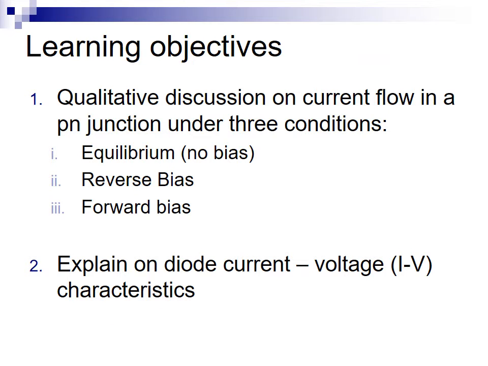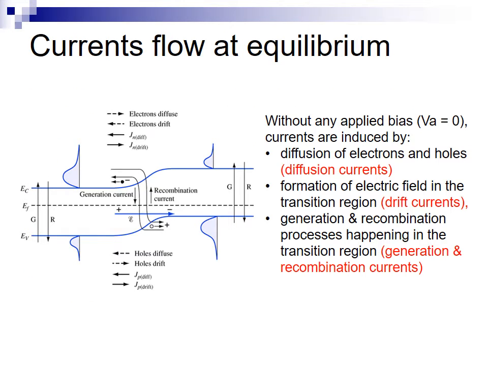For this video, we are going to discuss qualitatively the current flow in a PN junction under those three conditions. And then we try to relate the conditions to the current voltage characteristics of a diode. First, we discuss the current flow under equilibrium.